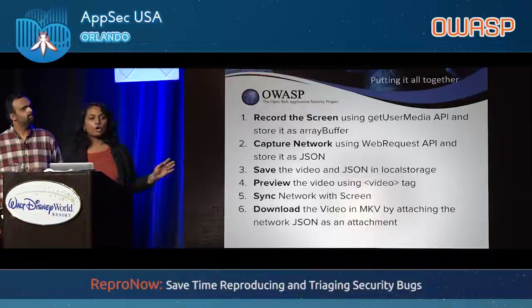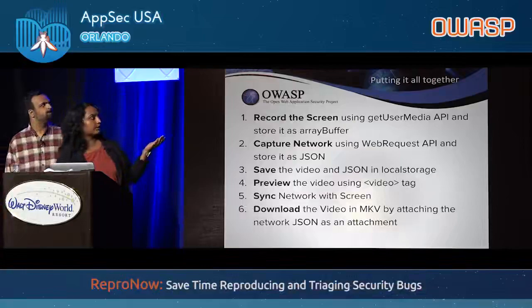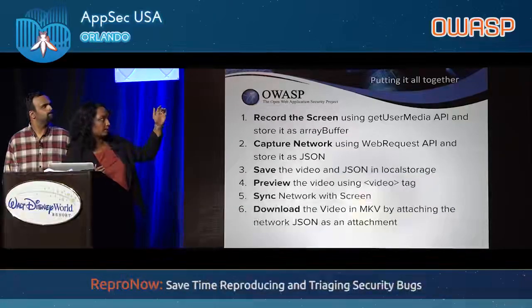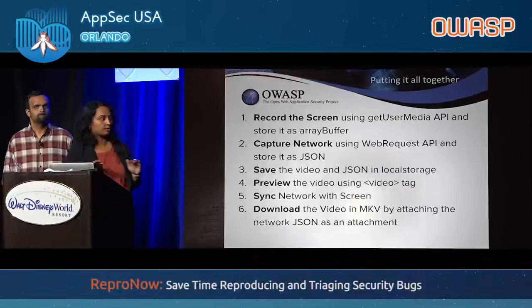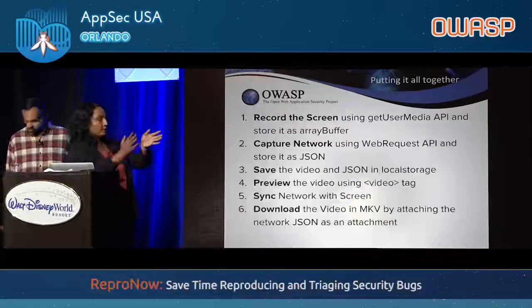So let's put all of this together. First, we record the screen using the getUserMedia API. Then we capture the network using the webRequest API. We store the screen data as a video and the captured network data as a JSON. Then we save this video and JSON in your local storage. It doesn't touch a server anywhere. Then we preview it using the HTML5 video tag. We, of course, sync the network with the screen when we preview it.